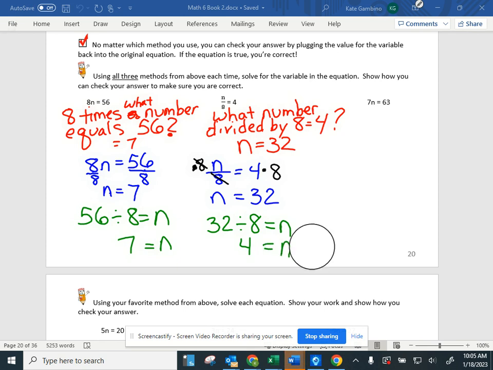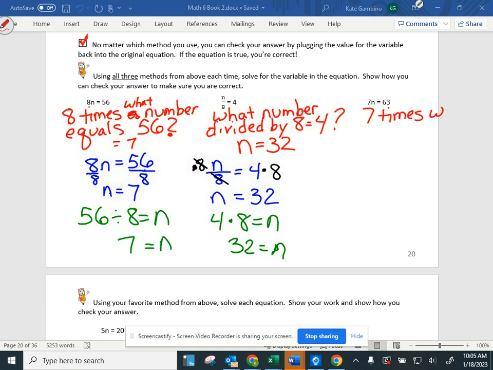And then our fact family would be 32 divided by 8 equals what number? 32 divided by 8 is 4. Nope, I did that wrong. Not 32. We didn't know it was 32. So it would have been 4 times 8 equals what number? So looking at our last one, 7n equals 63.